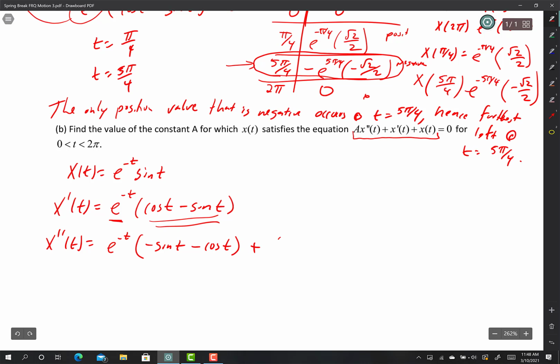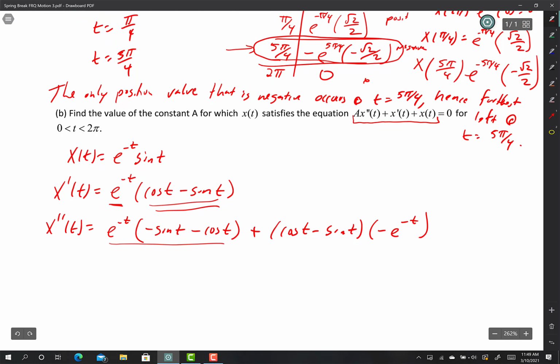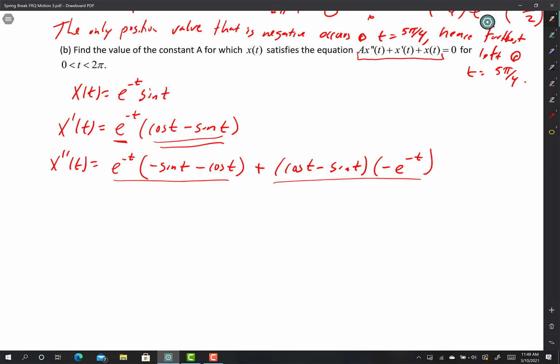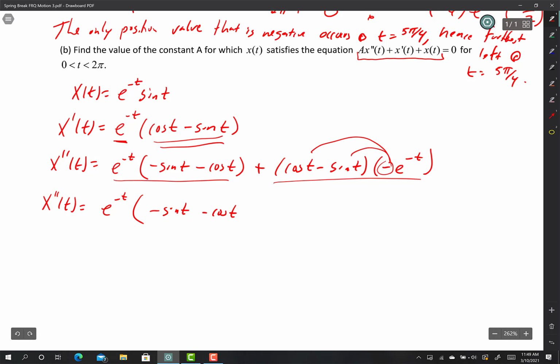Plus second, cosine t minus sine t, times derivative of the first, negative e to the negative t. I can see again that both products here have an e to the negative t there. So that's what I'm going to factor out. X prime prime of t equals e to the negative t, and let's see if I can do this, negative sine t minus cosine t. Now I have a plus here, but notice I have that negative there. If I would have distributed the negative, I would have had a minus cosine t plus sine t.